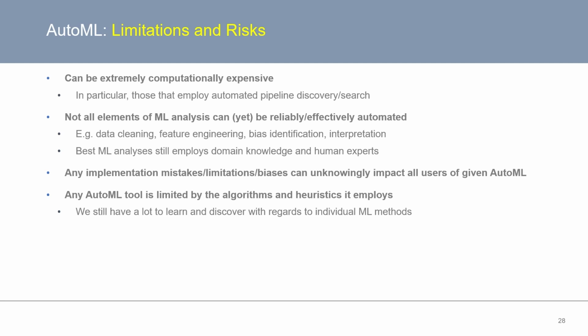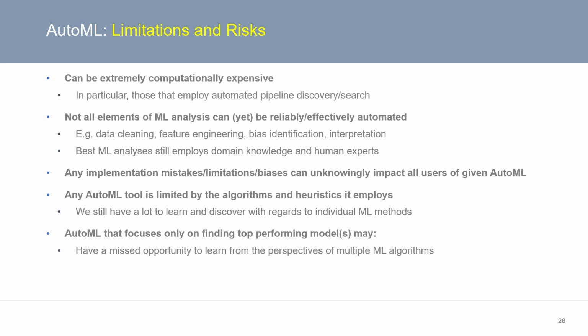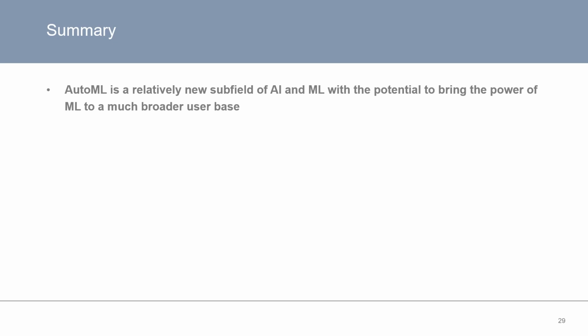Ultimately, we still have a lot to learn and discover with regards to individual machine learning methods themselves. One last risk is that AutoML approaches that focus only on finding top-performing models may have a missed opportunity to learn from the perspectives of multiple machine learning algorithms, as well as overemphasize predictive performance at the expense of model interpretability or simplicity.